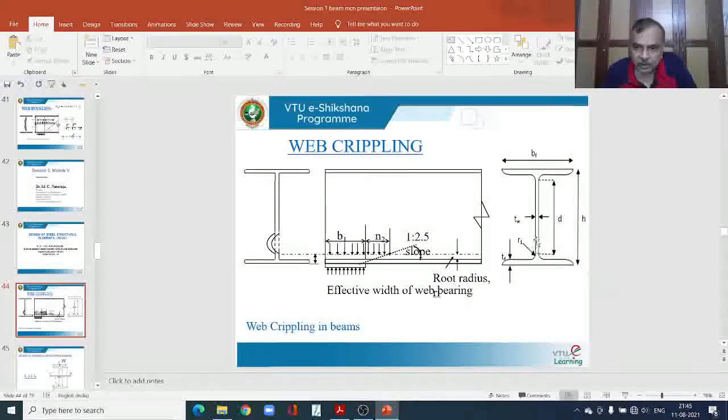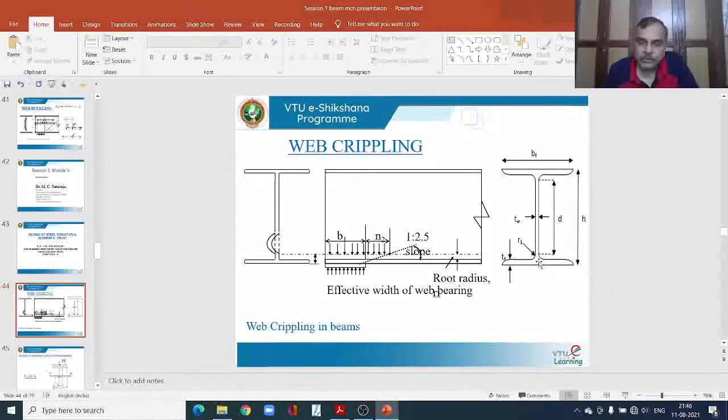So this is what is referred to as the root of the fillet. We have a certain constant thickness of the flange, and later the thickness of the flange is gradually increased in the form of an arc. You can see here, it is a quadrant of a circle, and at some point the thickness of the web starts, and that thickness is constant over a certain height. And this fillet having a certain radius is provided in order to reduce the concentration of the stress at this level.